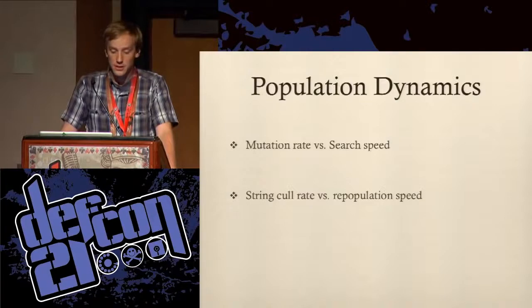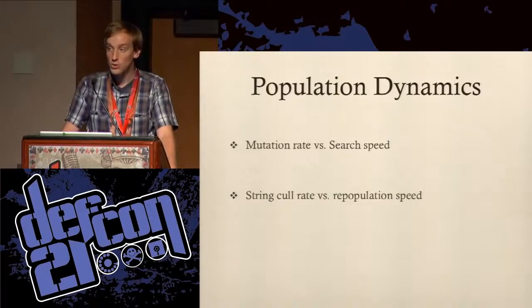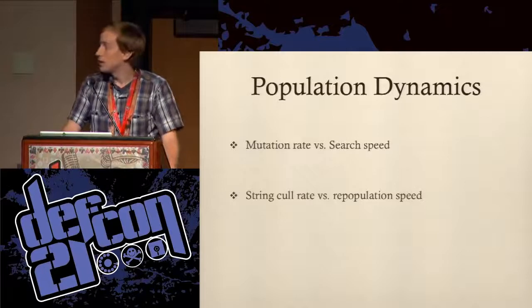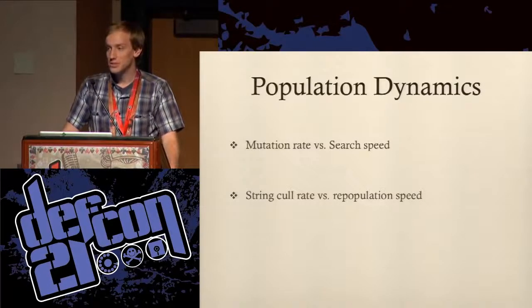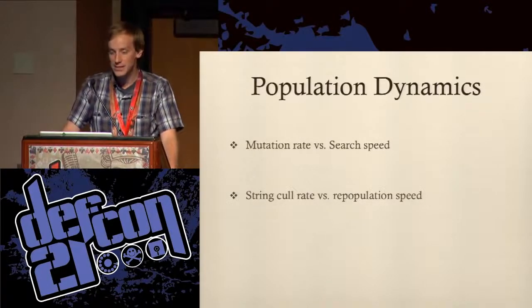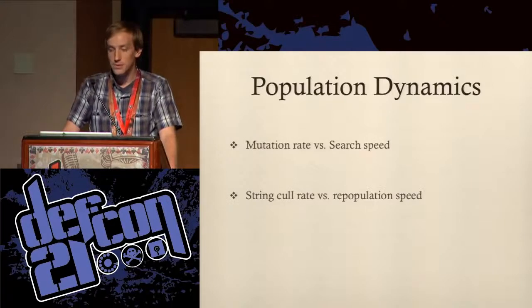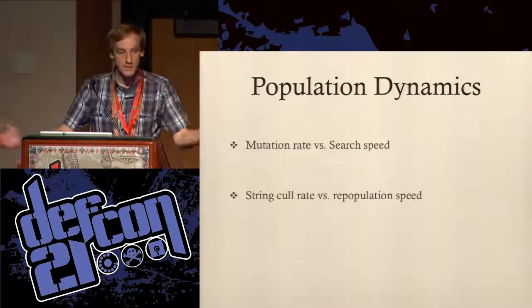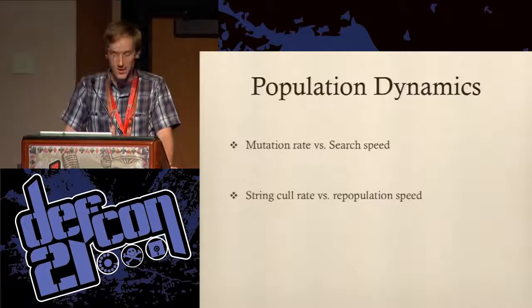There's also the string cull rate versus the repopulation speed. If you cull more than you breed, the number of strings in your population will decrease, and vice versa. If you repopulate too quickly, they'll be like rabbits, and you'll denial-of-service your own machine.